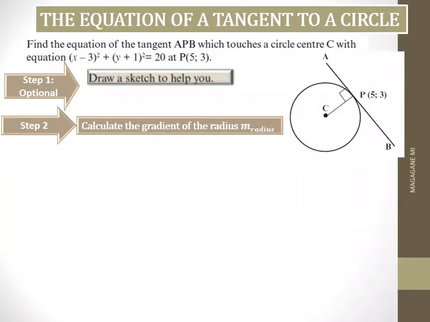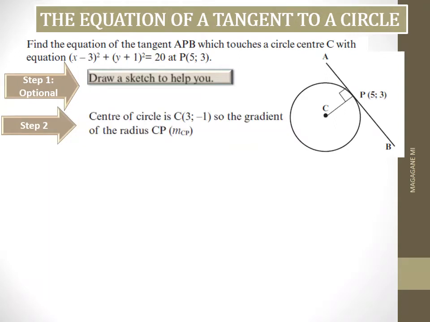Step number 2, calculate the gradient of the radius. So we know that to find the equation of the tangent, we always use the gradient of the radius if we are given the center and the point of contact, since the gradient of the radius times the gradient of the tangent equals -1. Therefore, we can find the gradient of the tangent.